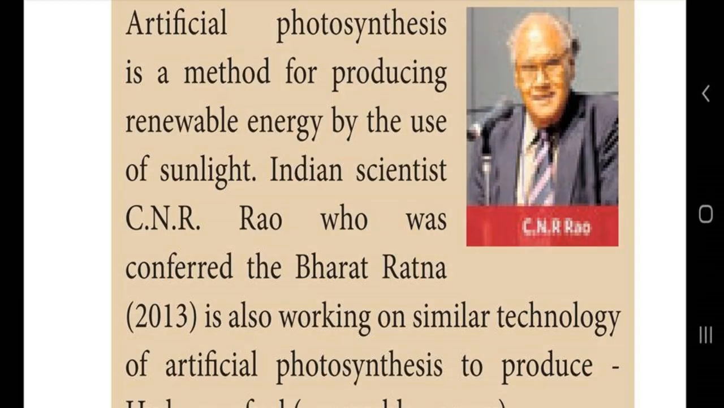Now we are going to see about C.N.R. Rao. He is an Indian scientist who was conferred the Bharat Ratna in 2013, and is also working on a similar technology of artificial photosynthesis. Artificial photosynthesis is a method for producing renewable energy by the use of sunlight. And he also produced hydrogen fuel as a renewable energy.